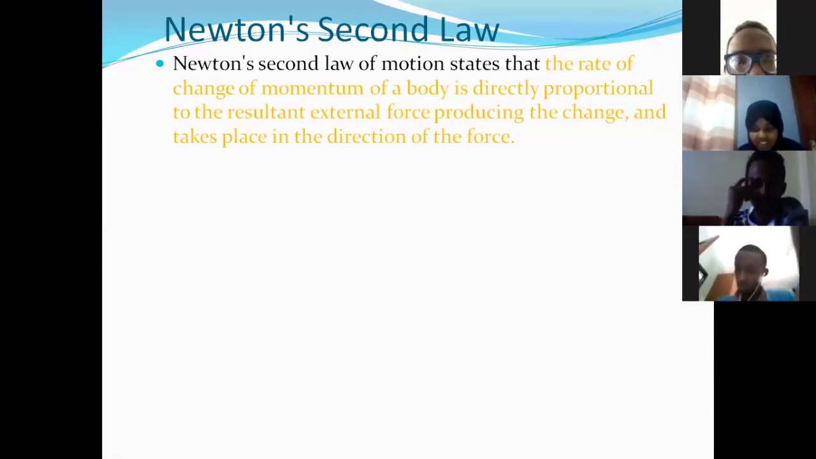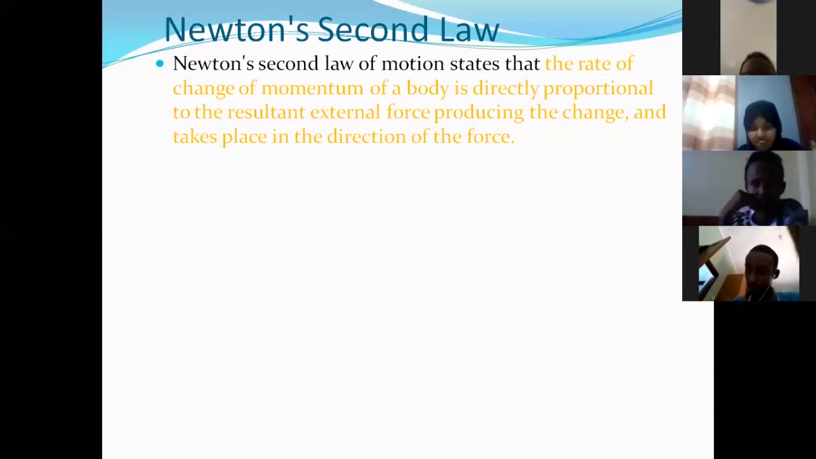The rate of change of momentum of a body is directly proportional to the resultant external force producing the change and takes place in the direction of the force. Very good. So for you to remember any laws, please learn to verbalize. You read them loudly.